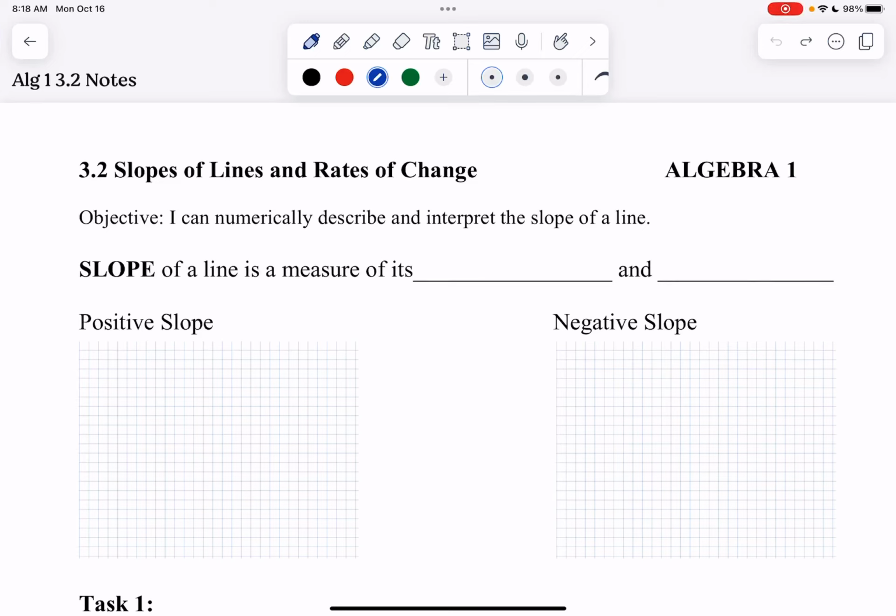Slopes of lines and rates of change. The objective of this lesson is to numerically describe and interpret the slope of a line.